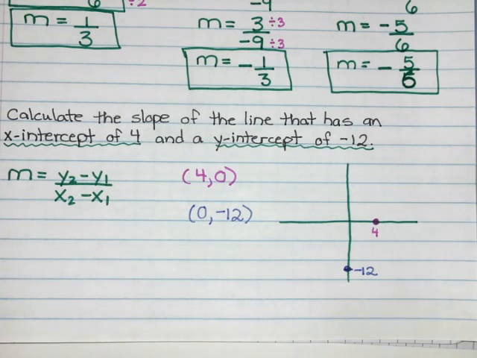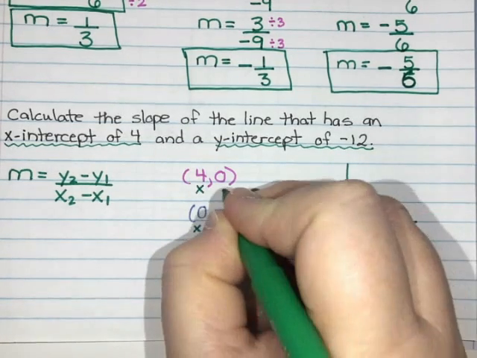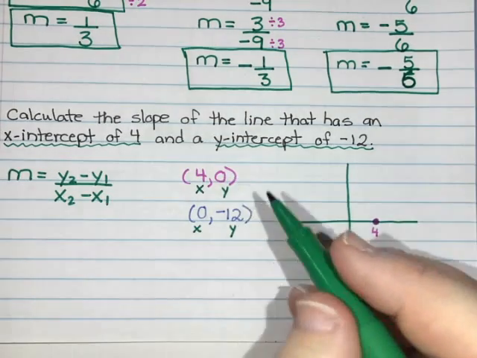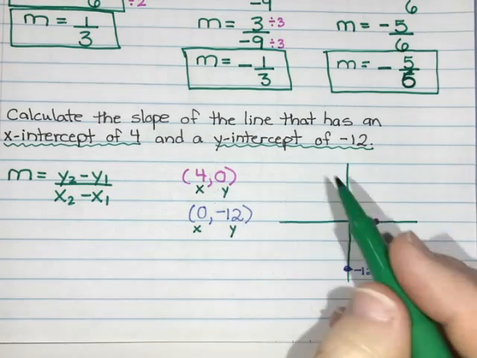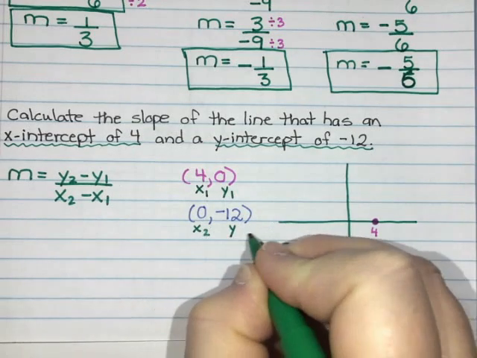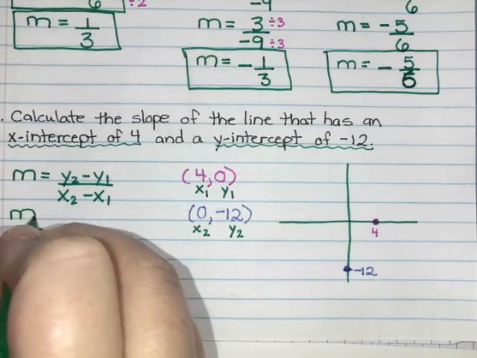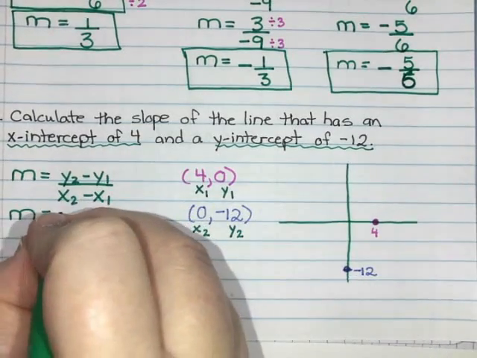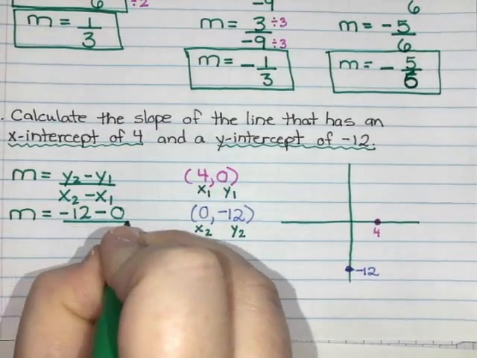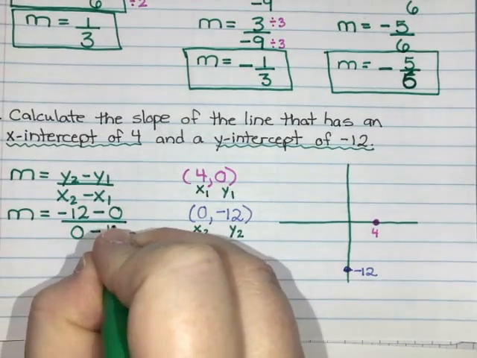Okay, so I'm just going to take a moment and label. Every point has an x and a y, and then we get to choose whether we want to let this be point 1 and this be point 2, or whether we want to do it the other way around. I think I'm going to let this be 1 and this one be 2. It really doesn't matter. So I'm going to sub in y2, that's -12, minus y1, that's 0, over x2, that's 0, minus x1, that's 4.